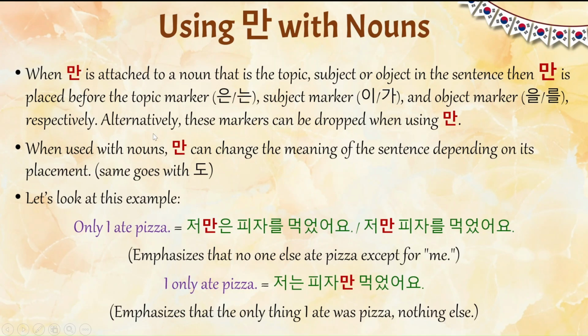One more thing you can do is that these markers can be dropped when using man. You can remove these markers while using man with a noun in the sentence. So both of these ways can work. Although the second method, removing the markers when using man, is more commonly used, or I should say it's preferably used. So you can keep in mind both of these ways are correct. You can place man just before the marker, or you can remove the marker. Now, one more thing.